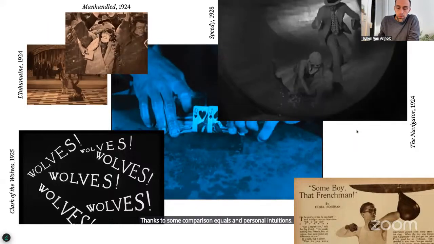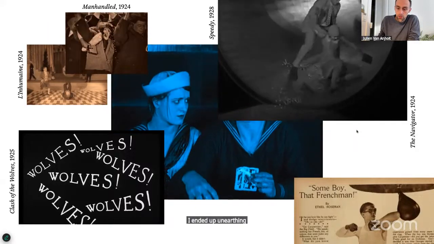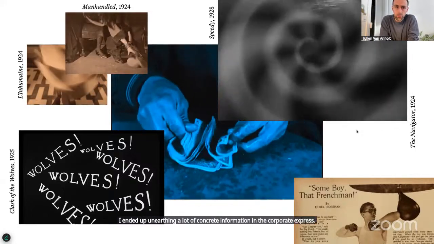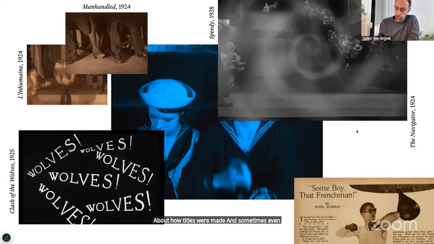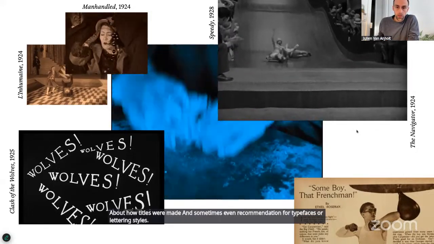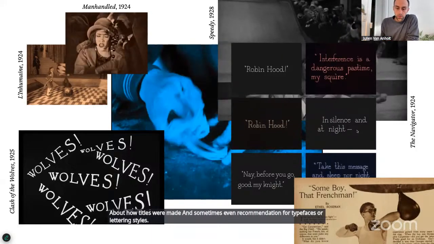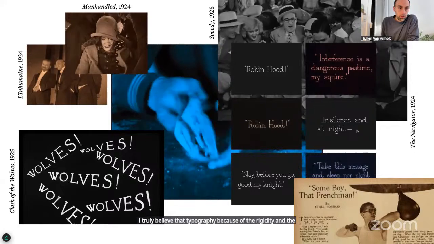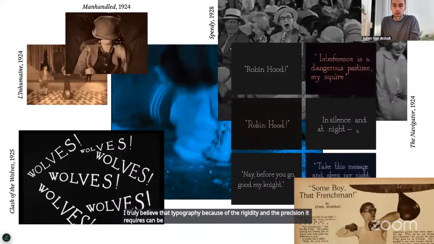I ended up unearthing a lot of concrete information in the corporatist press about how titles were made and sometimes even recommendations for typefaces or lettering styles. I truly believe that typography, because of the rigidity and the precision it requires, can be a very efficient eye-opener.